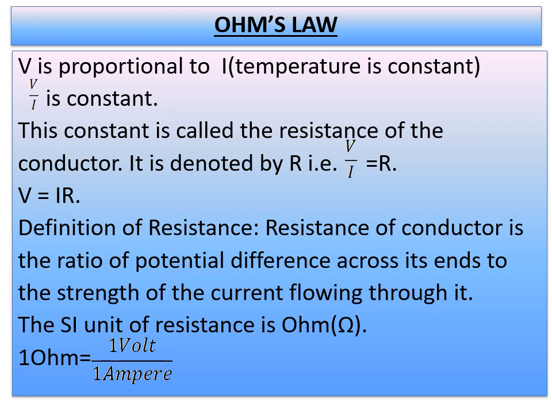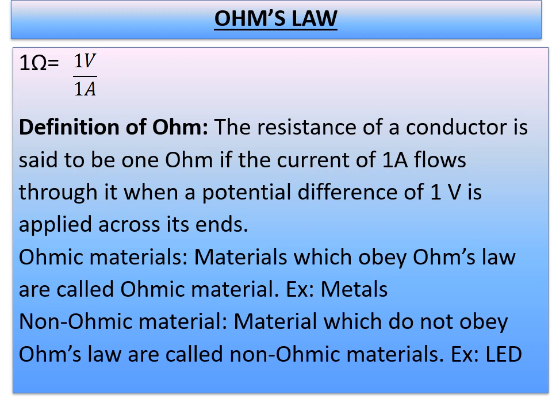The SI unit of resistance we write as ohm. The symbol also I have mentioned. And we know that the unit for potential difference is volt, we write it as V. And the unit for current is ampere, we write as A. So 1 ohm is equal to 1 volt by 1 ampere. Now when you go to the definition of ohm, the resistance of a conductor is said to be 1 ohm if a current of 1 ampere flows through it when a potential difference of 1 volt is applied across its ends.